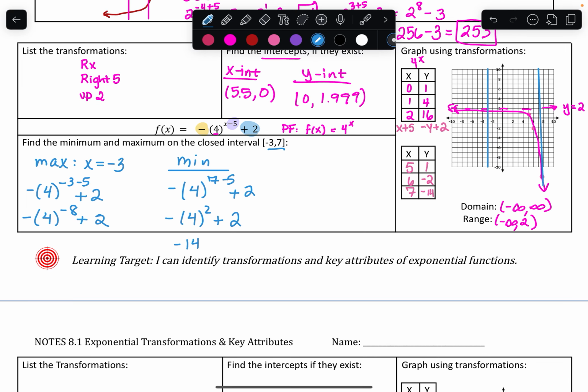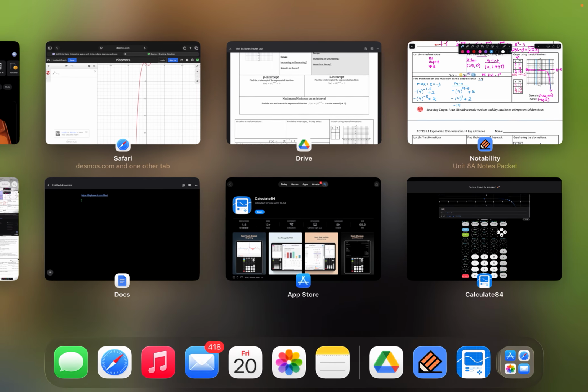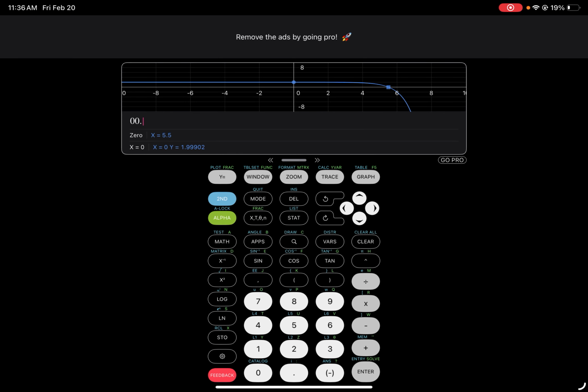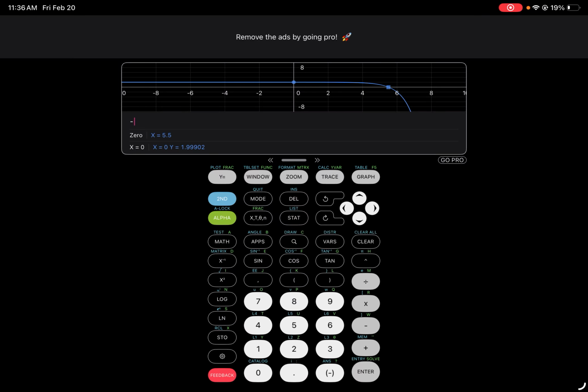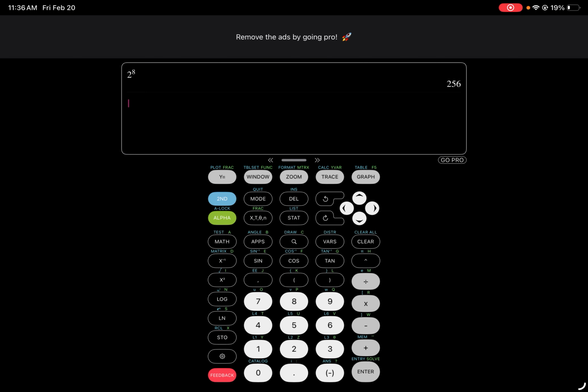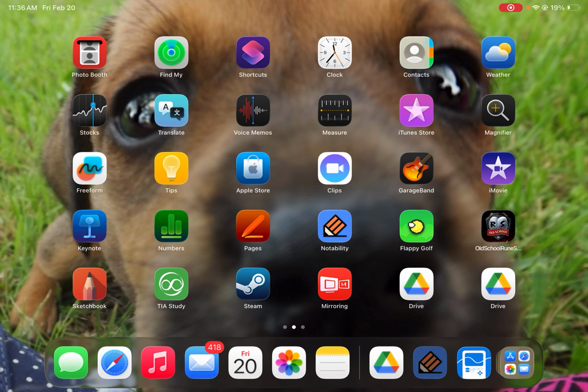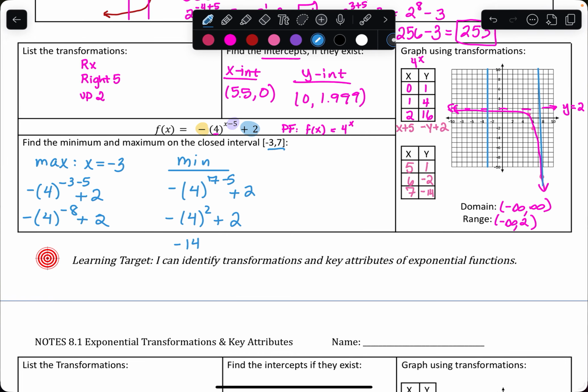And then we can plug this other one into our calculator and see what we get. So here we should get something that's pretty close to 2, but not quite 2. So we have -4 to the -8 plus 2. We get 1.999. Very close to 2, but not quite 2.